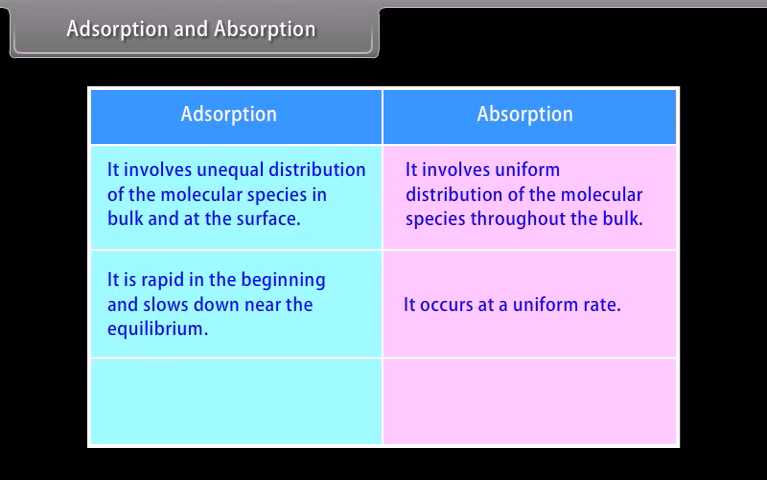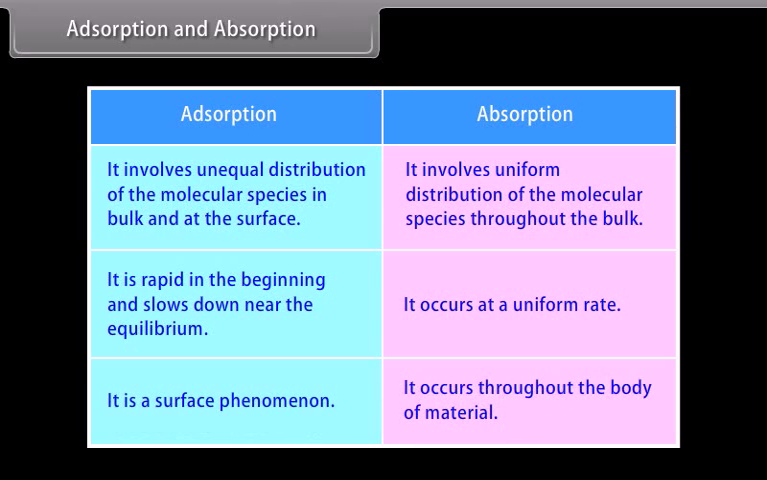Adsorption is rapid in the beginning and slows down near the equilibrium, whereas absorption occurs at a uniform rate. Adsorption is a surface phenomenon, whereas absorption occurs throughout the body of material.